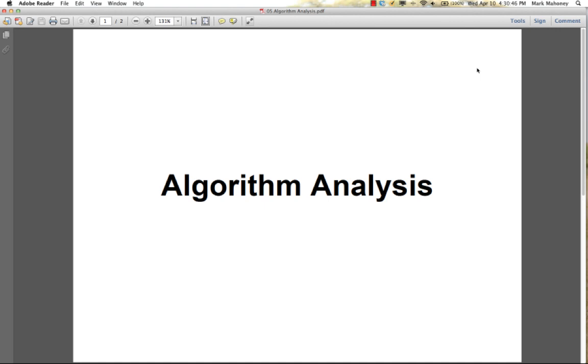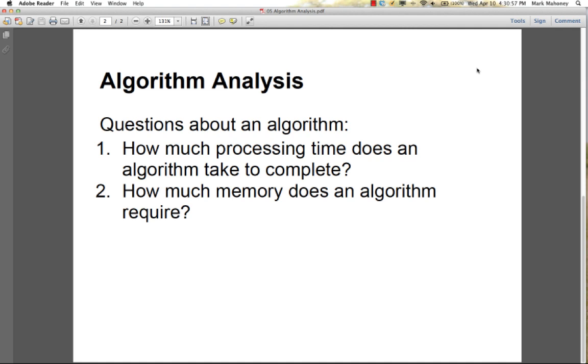All right, let's talk about algorithm analysis. Algorithm analysis has to do with systematically examining algorithms to characterize when they perform best. Usually we ask two questions: how much processing time does an algorithm take to complete, and how much memory does an algorithm require? And usually there's a trade-off between these two.